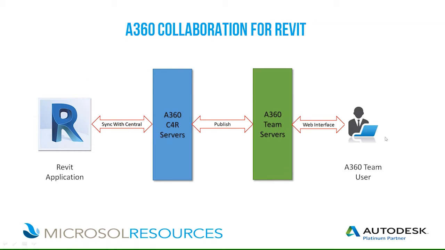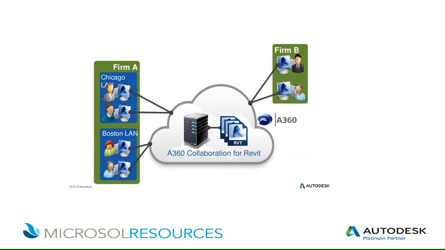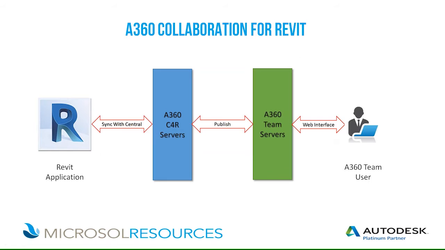So the basic structure of collaboration for Revit is a little different than you might expect. I'm actually just going to go back 1 second. So this is the way that most people think of collaboration for Revit, as kind of having this one central cloud location that everyone is plugging into. And just as a reminder, the way that it actually works is that you've got a little piece of software on the client machines, which is basically checking in with this cloud server. However, it's really set up a little bit differently. There are 2 sets of cloud servers that you're actually dealing with. One is the collaboration for Revit servers, and the other is the A360 team servers.